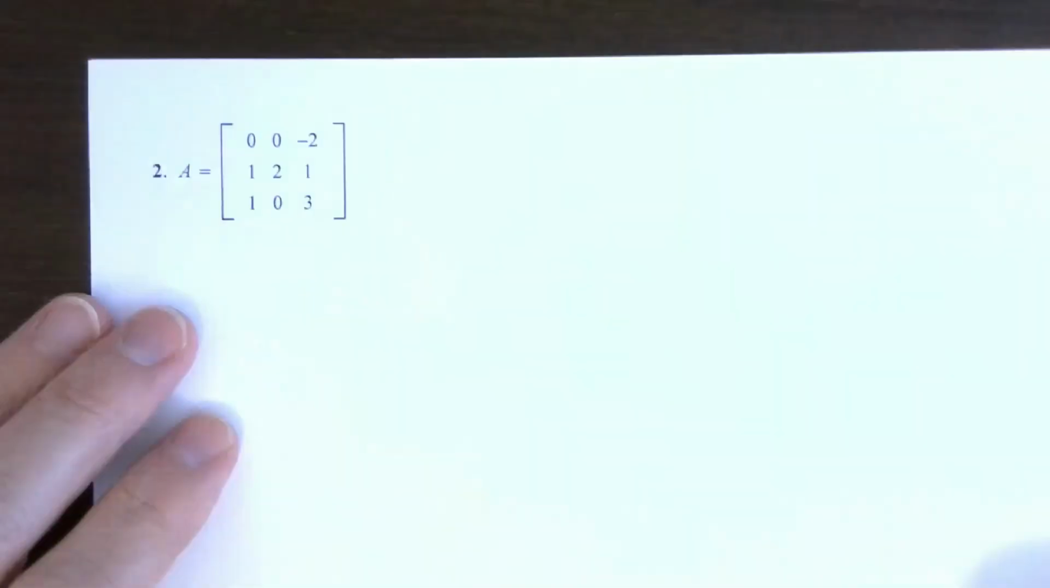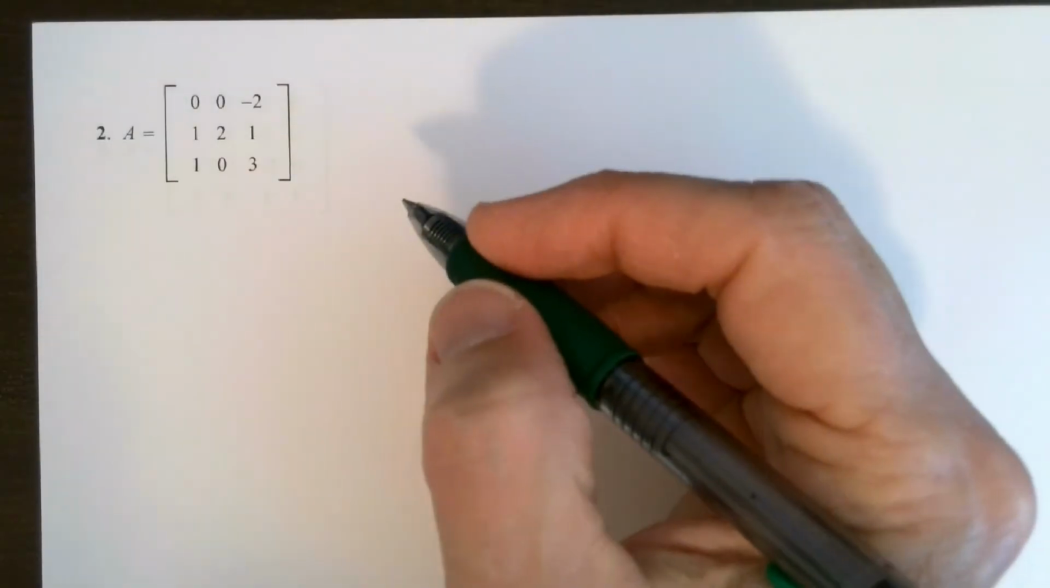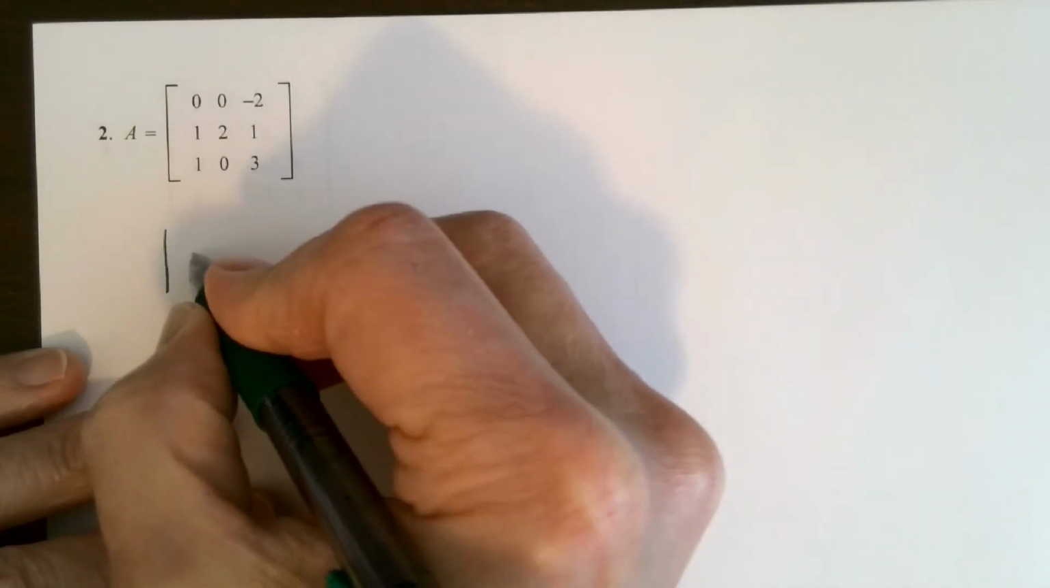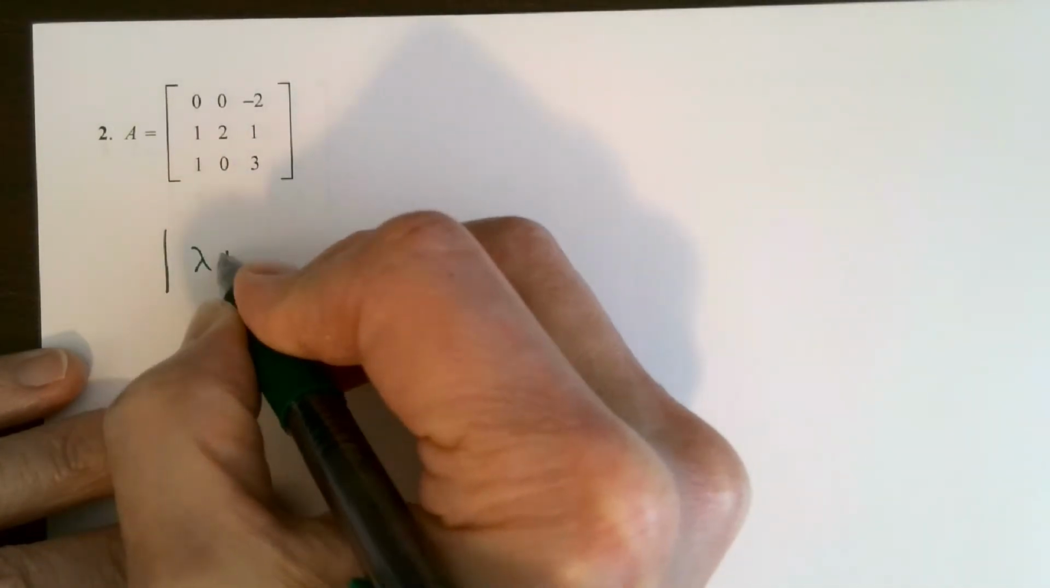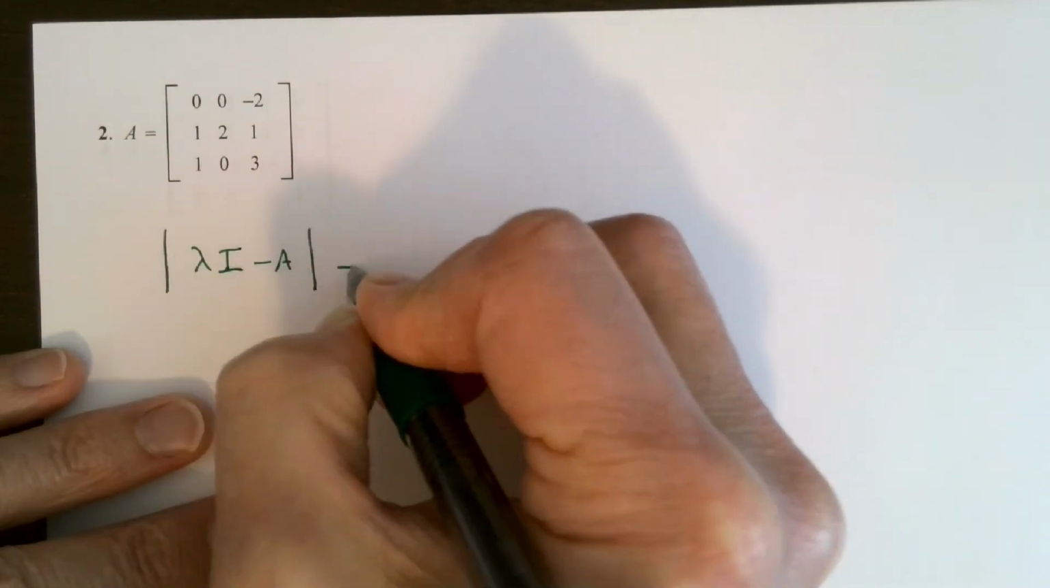As is true in general, when we step up to bigger size matrices, it gets a little more complicated. The process is still the same. Of course, now our characteristic equation is going to be a degree 3 polynomial. So what I like to do is go right to finding the determinant of lambda I minus A. And I'm going to do all this in my head, so to speak.